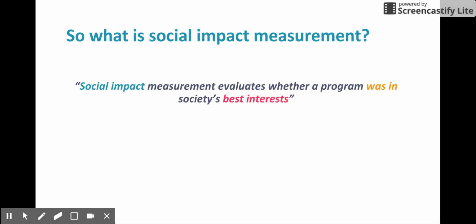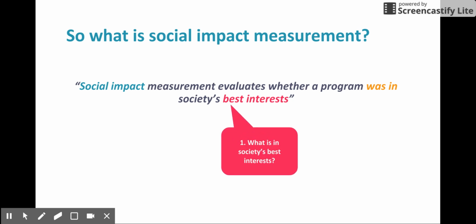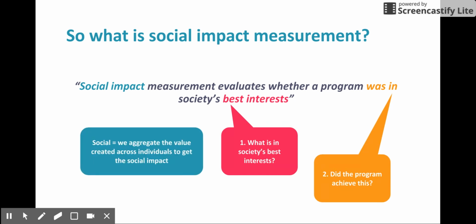This video is particularly relevant for you if you're working in an organisation making people's lives better or fund such organisations. Social impact measurement evaluates whether a programme is in society's best interests. Really, this breaks down into two key questions. What is in society's best interests? Did the programme achieve this?